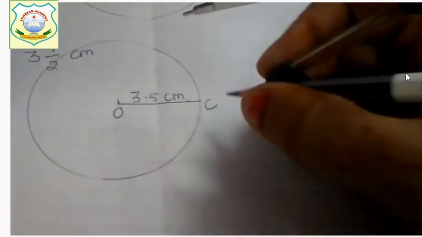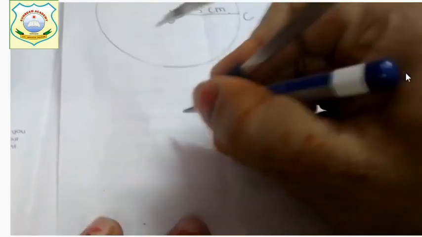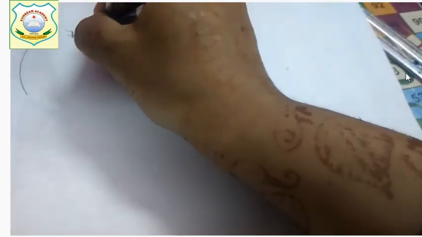Now come to the next question. In the next question, you have to draw a circle of 7 centimeter. So I take a new page, because 7 centimeter requires a lot of space. So I will show you on a new page, okay? We have to draw a circle of 7 centimeters. See children?